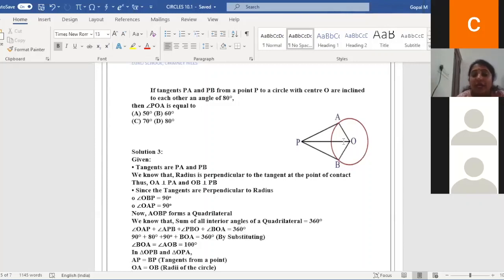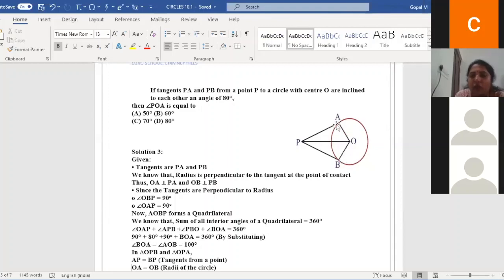Am I clear? Yes, ma'am. But here they're asking us to find angle POA, only this particular angle. Yes, 50, but we can't say directly 50. Here they're asking a multiple choice question. They may give this question to solve also. Then what you have to do here, these two triangles you need to prove congruent. Then you need to say this angle POA is equal to angle POB. Then you can divide 100 into half and half. Am I clear, children? Yes, ma'am.